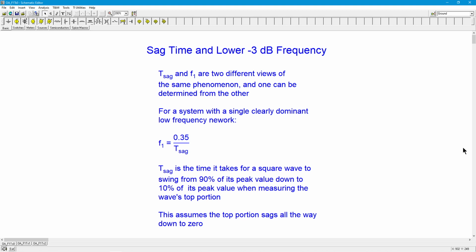Sag time is defined as the amount of time it takes for a square wave to go from 90% of its peak value down to 10% of its peak value as you're measuring the top portion of the wave, the portion of the wave that should be flat, horizontal.